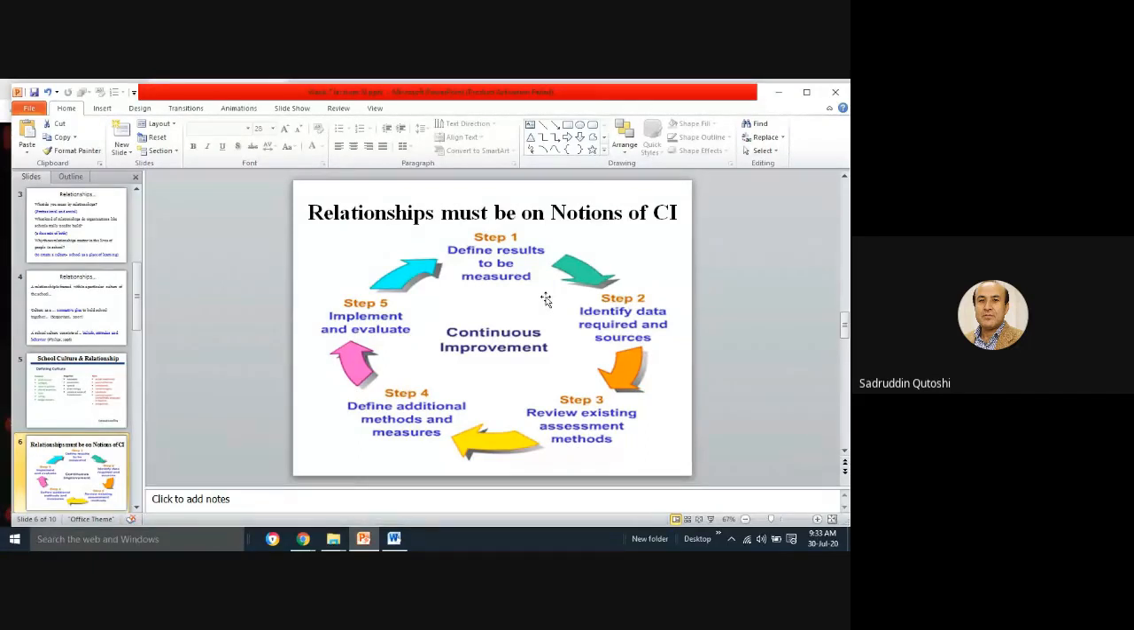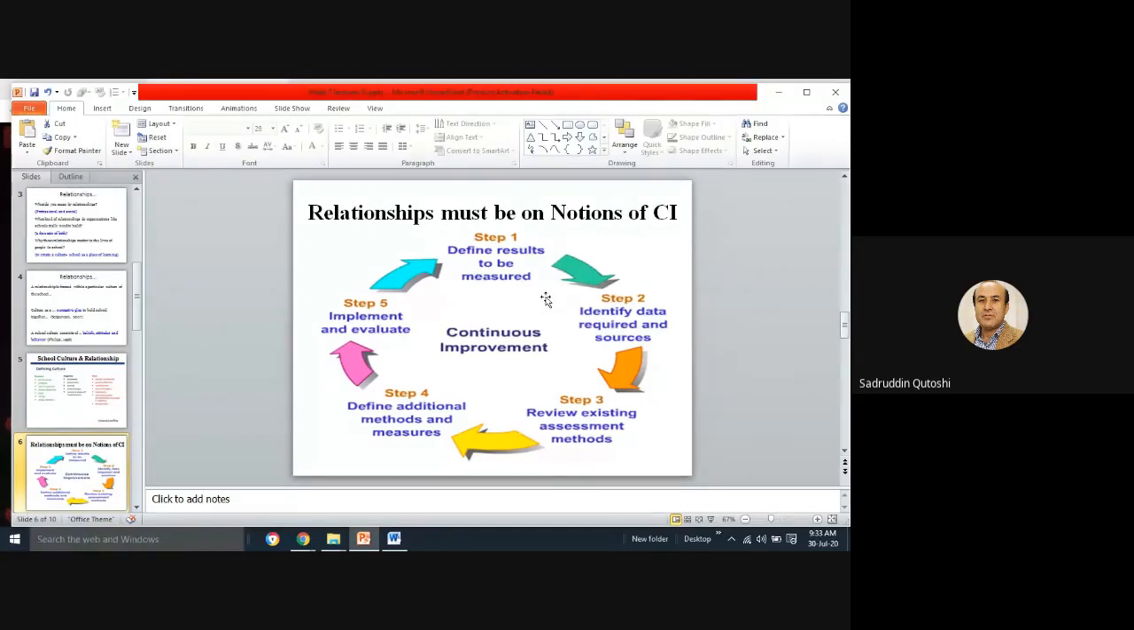The third important step is to review existing assessment methods. What kind of assessment approaches is the school using in relation to students' learning, in relation to teachers' effective teaching approaches? So you have to review those existing procedures of assessment, student assessment and the teachers' evaluations, etc.